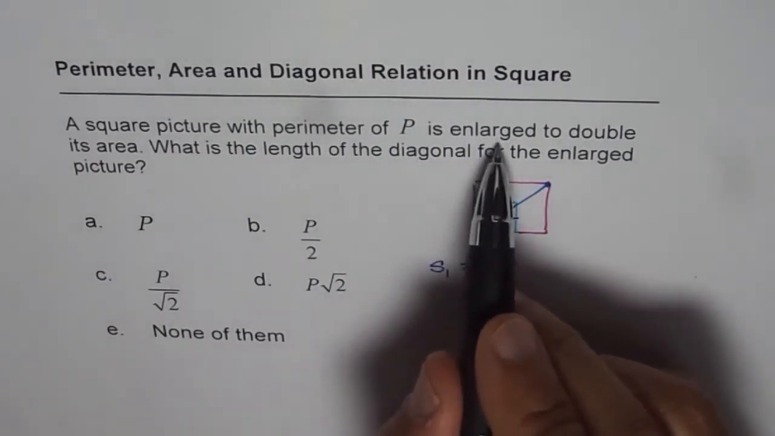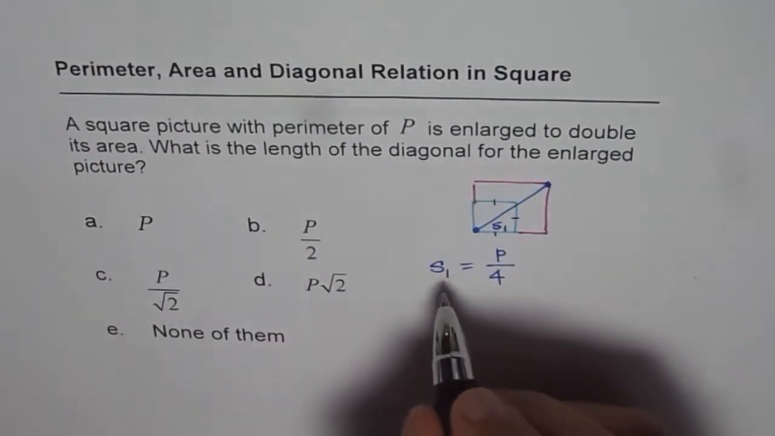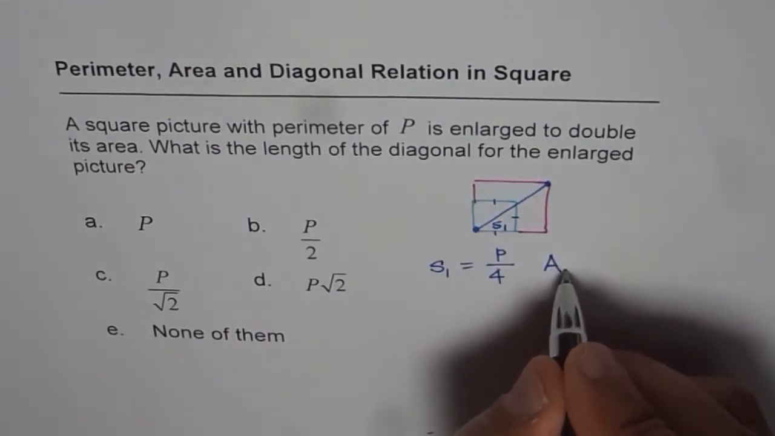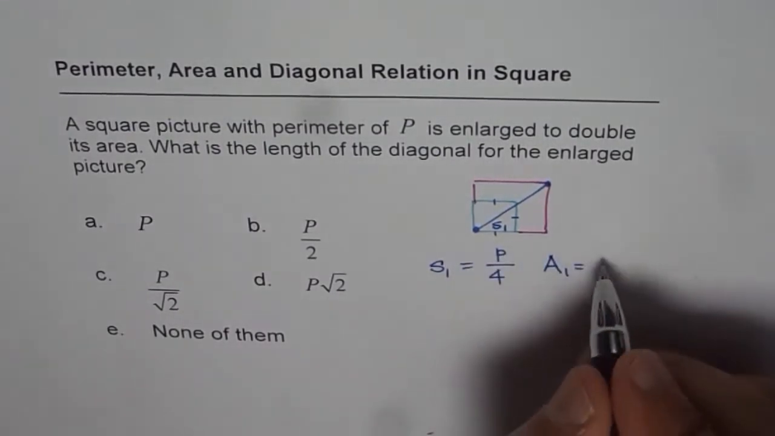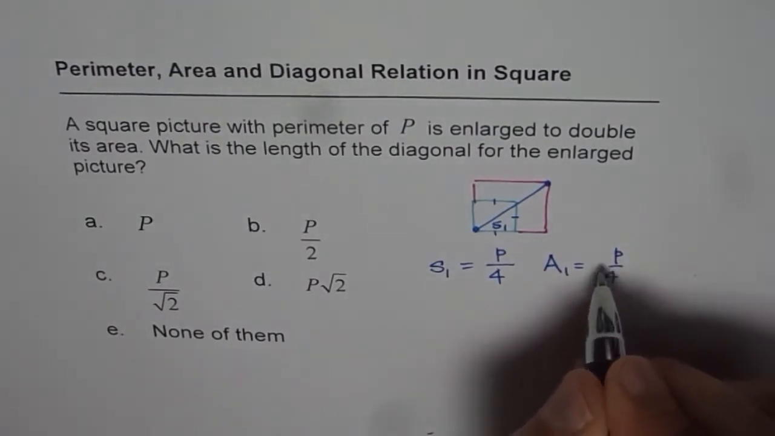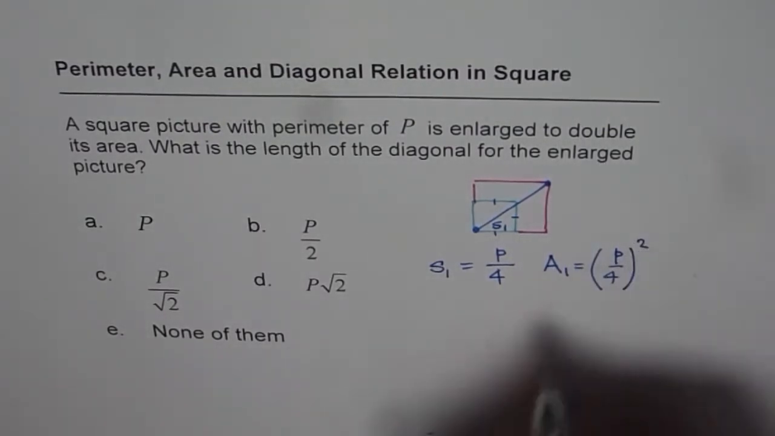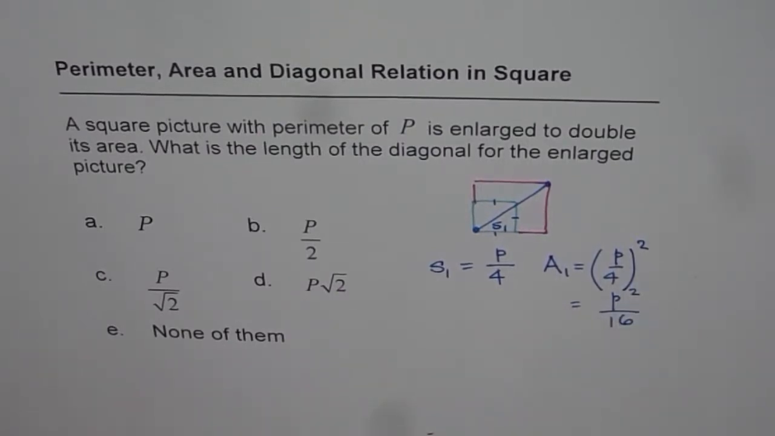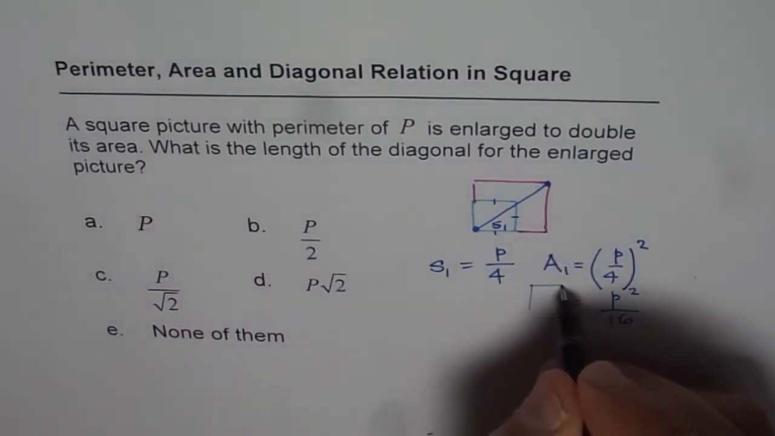Now this is enlarged to double the area. So what is the area of the small square? Area will be equal to the square of this side, that is P over 4 whole square. That gives us a value of P square over 16. So that is the area of our small square.